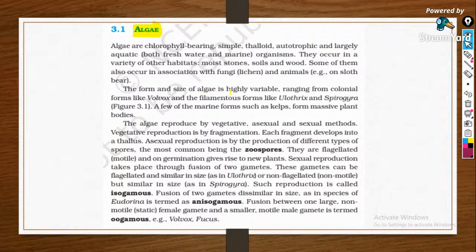The form of algae is highly variable, ranging from colonial forms like Volvox to filamentous algae, that is, Spirogyra and Ulothrix. A few of the marine forms, such as kelp, the giant algae, form massive plant bodies. Algae reproduce by vegetative, asexual, and sexual methods.